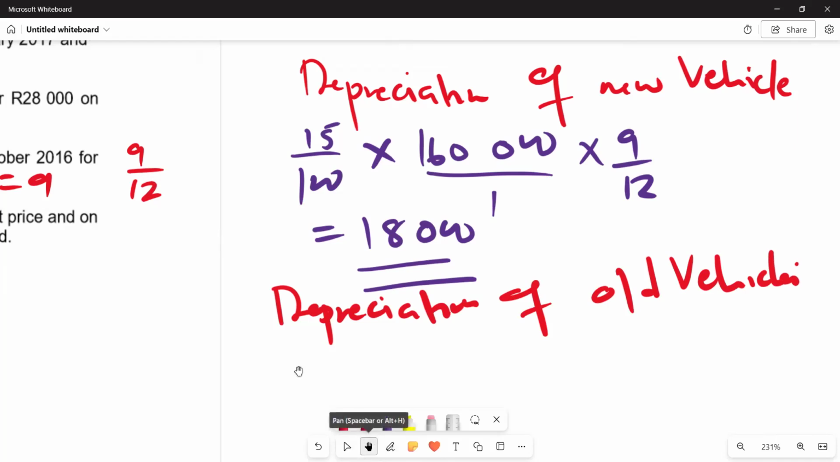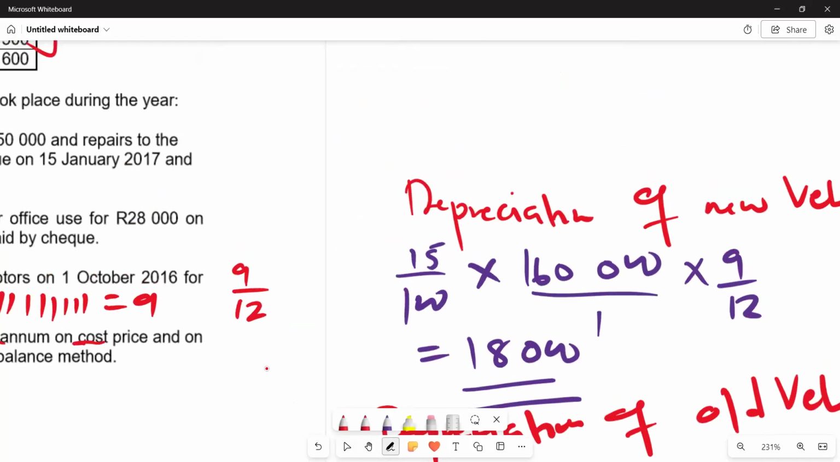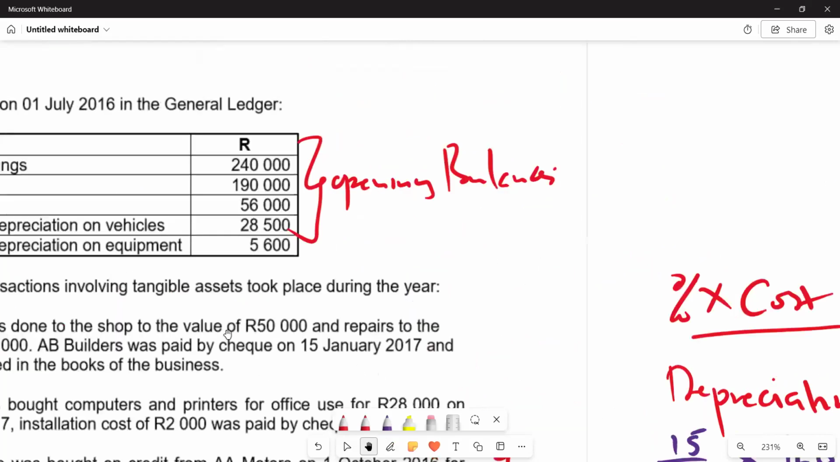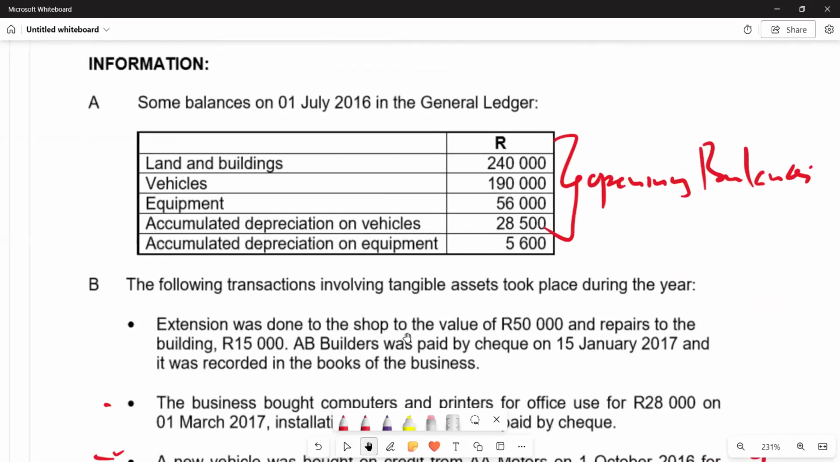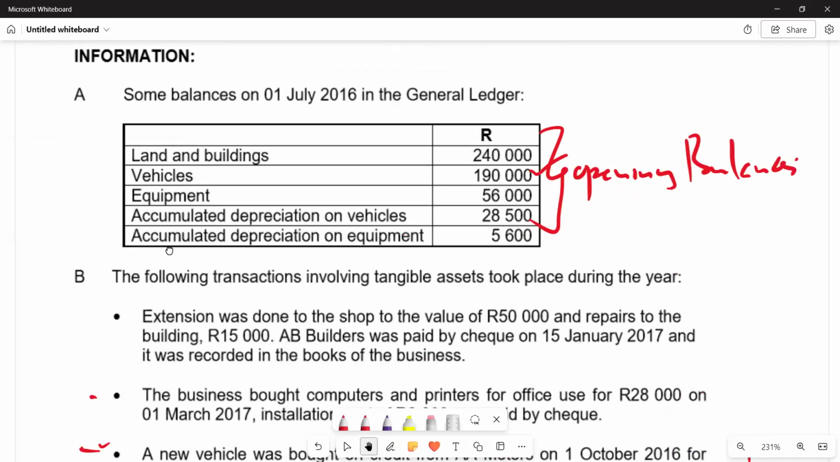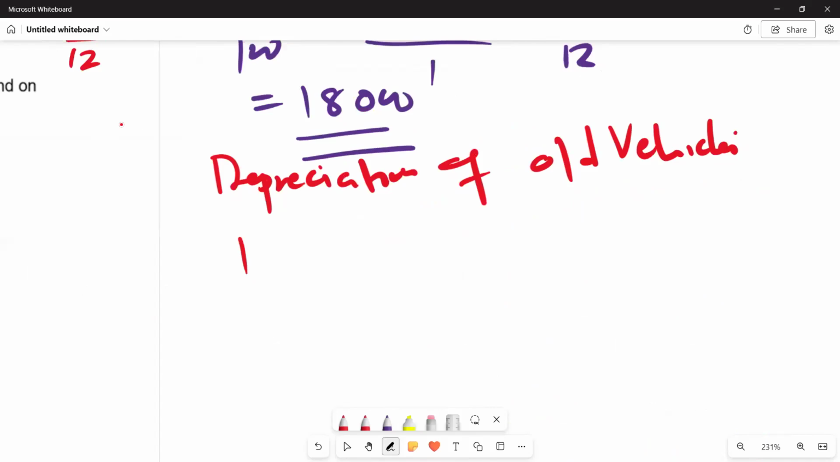Remember, this is the cost method or straight line method. In the straight line method, the formula for calculating depreciation is percentage times cost. As simple as that. So we just identify the cost at the beginning, which represents the cost of the old vehicles. We have 190,000 here. So we are going to say 15% of 190,000. 15% is 15 over 100, then you multiply by 190,000 over 1.